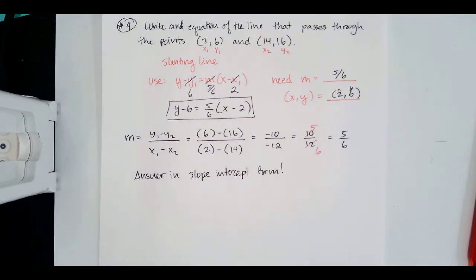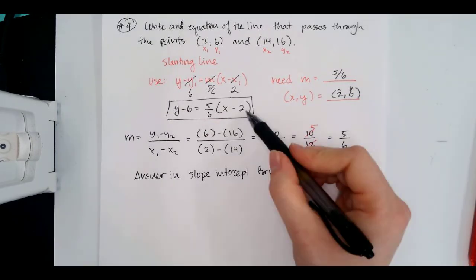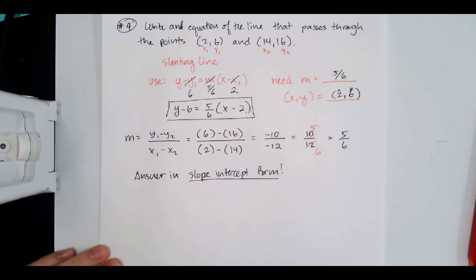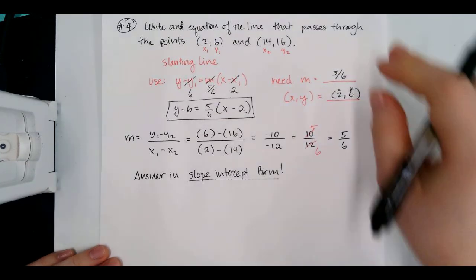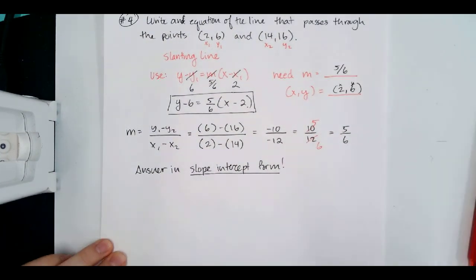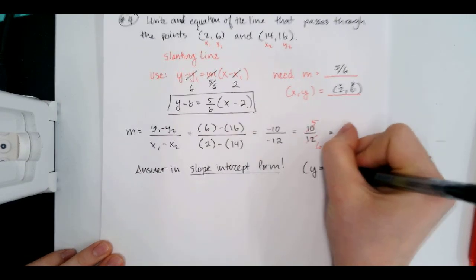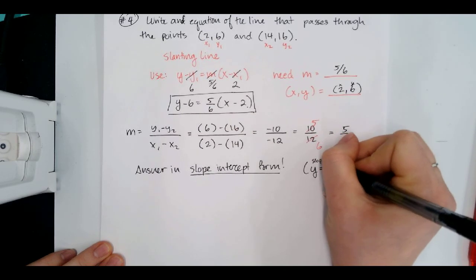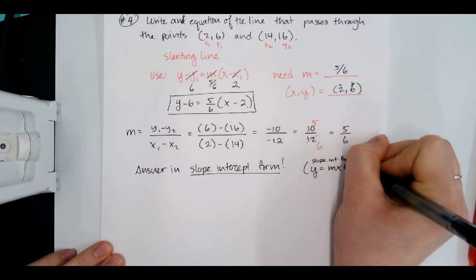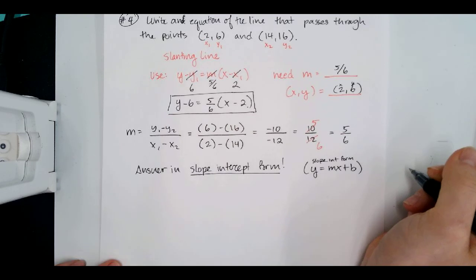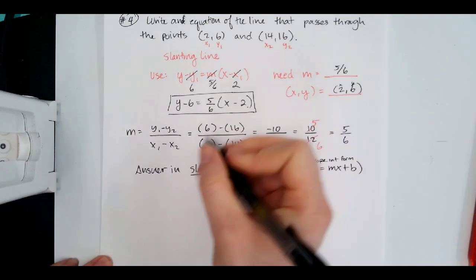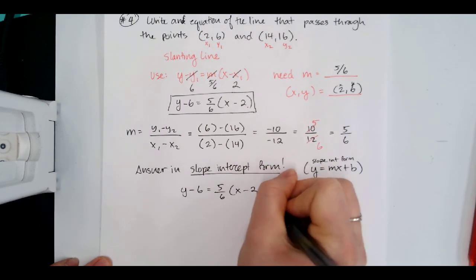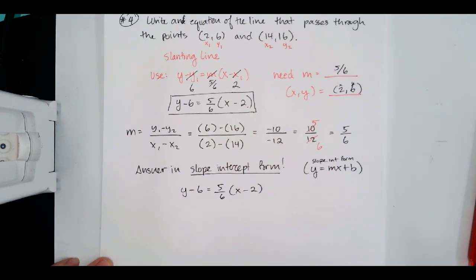Ooh, how would we do that? Okay, so remember, if you left your answer like this and I said answer in slope-intercept form, it wouldn't be correct. So, what is slope-intercept form? Well, remember, it's y equals mx plus b. Okay, so that means I want to get y by itself. So let's take a look at our equation. Y minus 6 equals 5 over 6 times x minus 2. And I want to get y by itself.